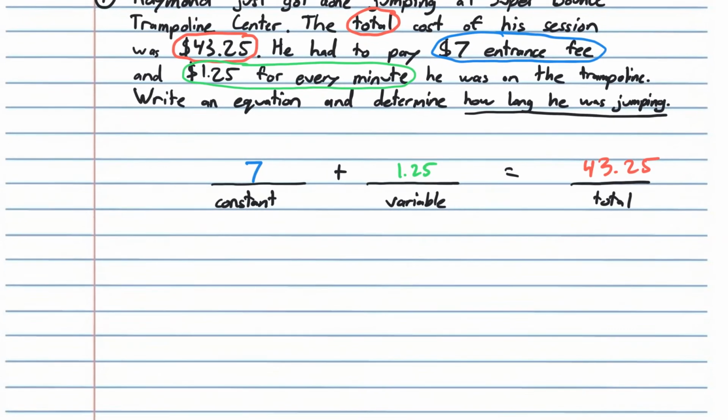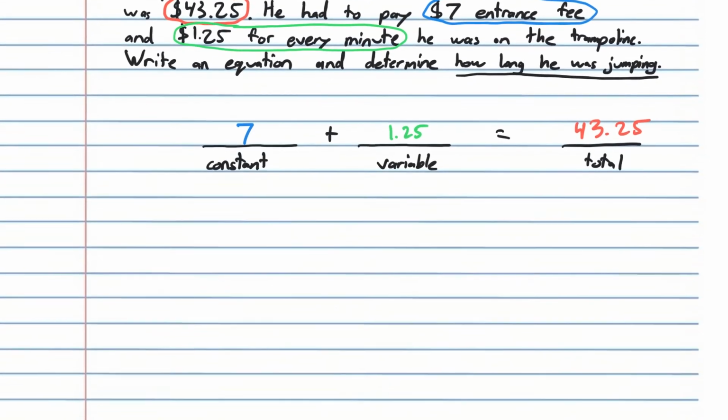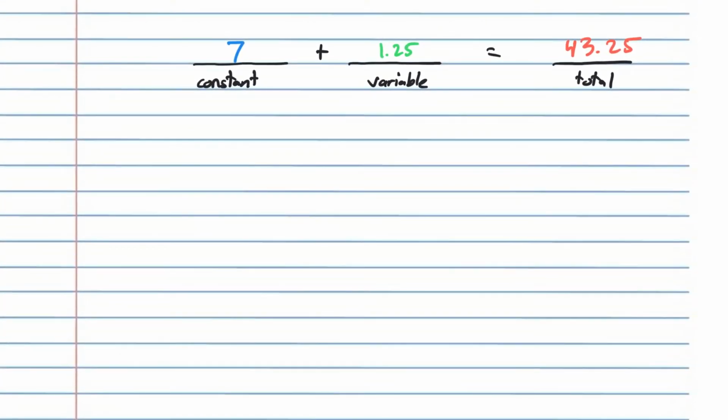Now I'm going to rewrite it just so it's a little bit easier to show the solving part. Okay, so we have 7 plus 1.25. Oh, I actually forgot. The variable piece needs to have an m on there, right? It's 1.25 per minute, per m. So 7 plus 1.25m is equal to 43.25. Now don't let the decimals scare you because you can use a calculator. Not a big deal. All right, now I'm going to solve this equation.